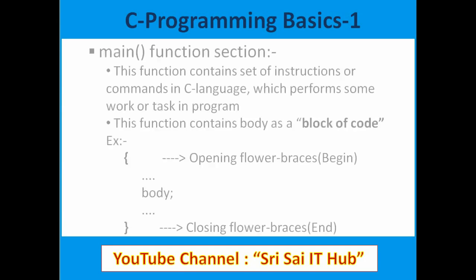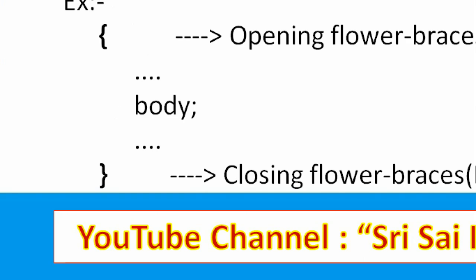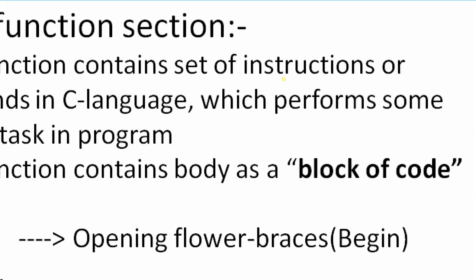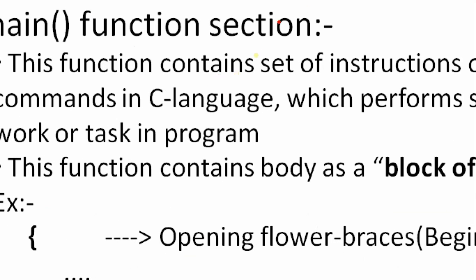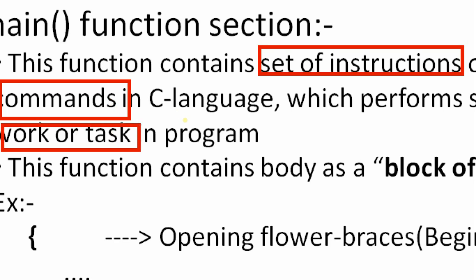Right. So in the main function, what do we write? In the main function we write a set of instructions or commands, and these commands will be executed to give the output of the program. So we write a set of instructions or commands in a C program, and these commands are executed to give the output of a program.